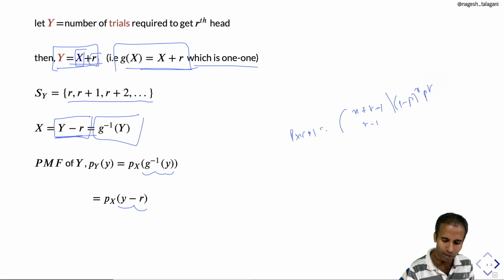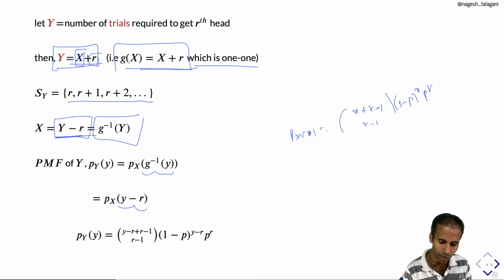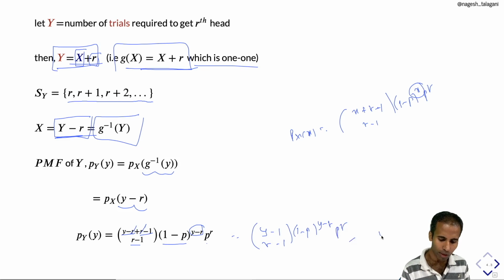Now simply let us replace x with y minus r. Now what do we get? Py of y equal to y minus r plus r minus 1 choose r minus 1, 1 minus p to the power of, we are replacing x with y minus r, into p to the power of r. So now here this r cancels. We will end up with y minus 1 choose r minus 1, 1 minus p to the power of y minus r, p to the power of r. Here y varies from r plus 1 and so on. This is going to be the PMF of y.